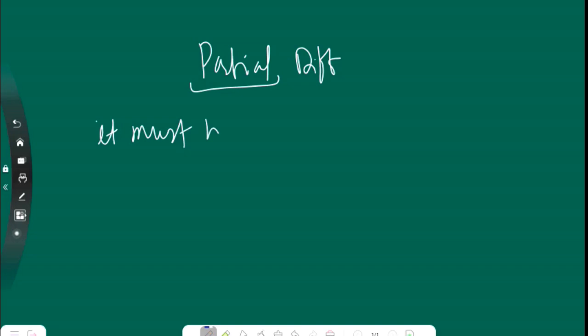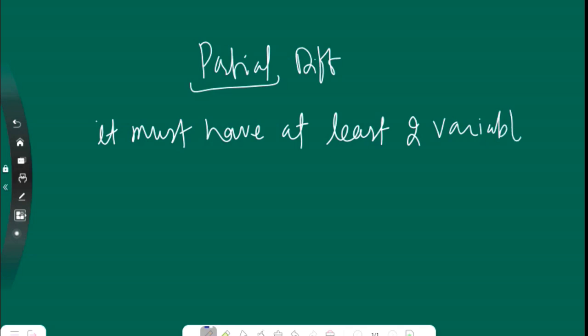Now we will understand why it is called partial differential equation. Partial. For being a partial differential equation, it must have at least two variables. Variables can be more than two, but we need to have at least two variables.